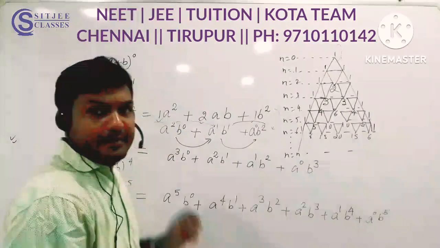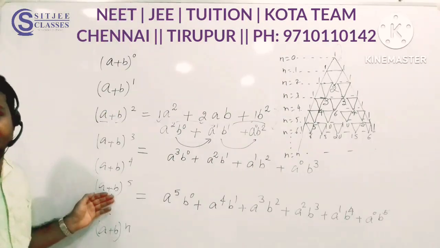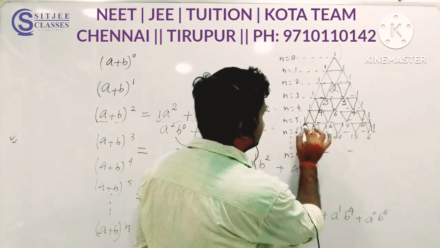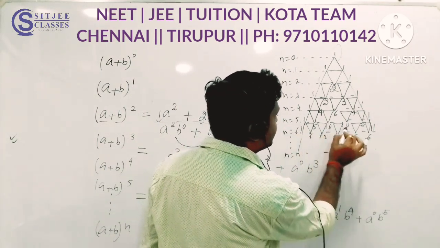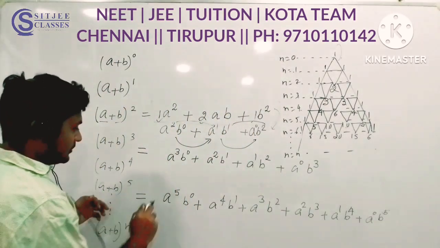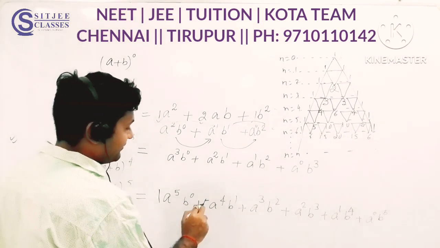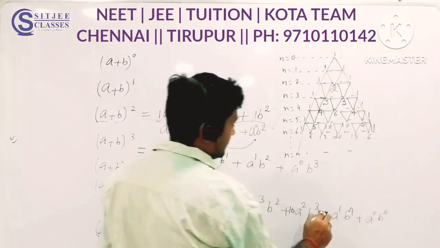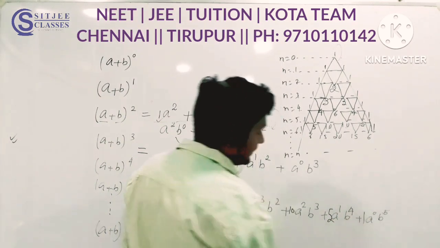Now, if you want to get the answer for 5, yes or no? So for 5, go n equal to 5. What you can notice, the numbers are 1, 5, 10, 10, 5, 1. Yes or no? Just substitute these numbers. So 1, next number is what? 5, then 10, 10, what is next? 5 and 1. Yes or no?